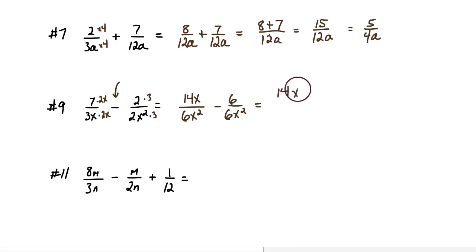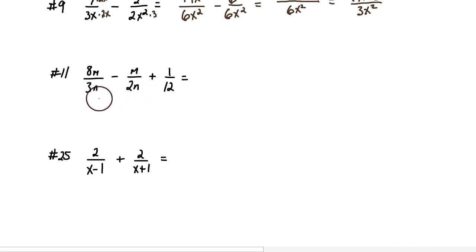Combine the numerators together and put it over the common denominator. This is reducible because 14, 6, and 6 are all even numbers and will divide by 2. Let's divide all terms by 2. We have 7x minus 3 all over 3x squared.